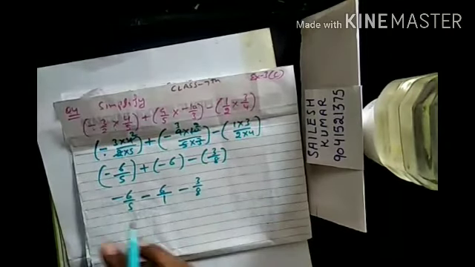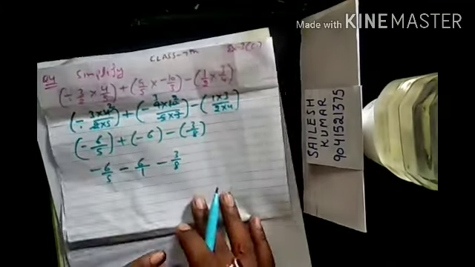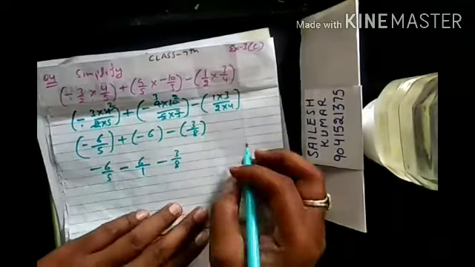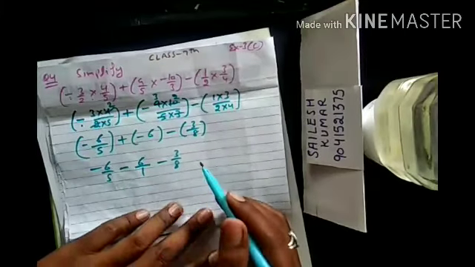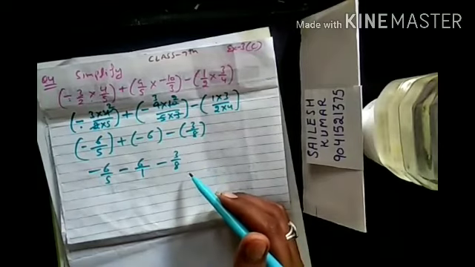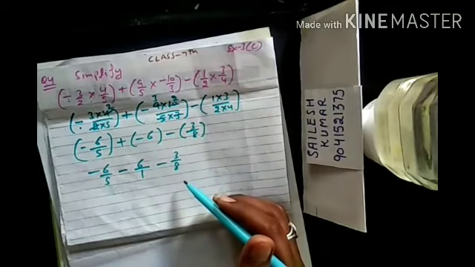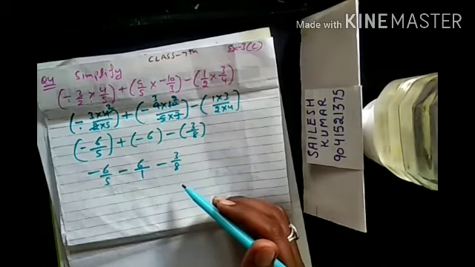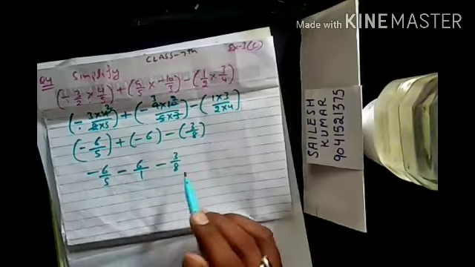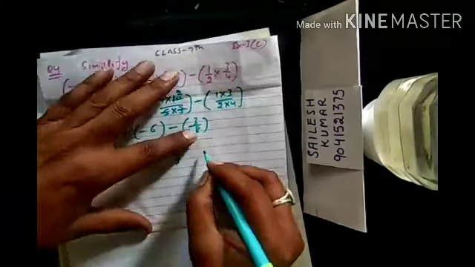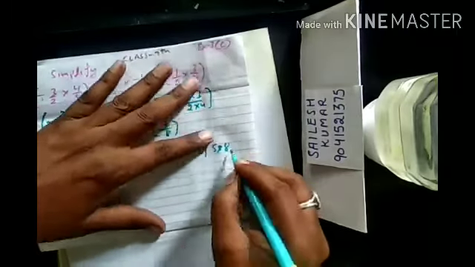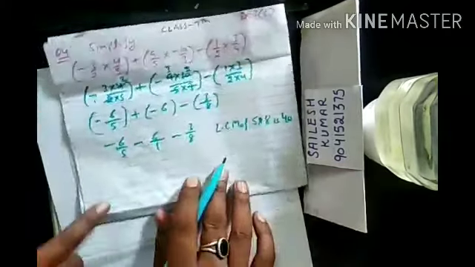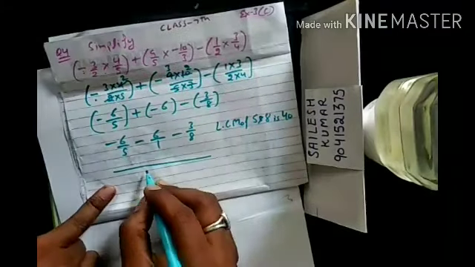Now as you see, these 3 rational numbers we have to solve by taking the LCM of 5 and 8. What is the LCM of 5 and 8? Because 5 and 8 have no common factor, their LCM will be their normal multiplication. So the LCM of 5 and 8 is 40. I will write here: LCM of 5 and 8 is 40. Clear? Now I will draw the division bar.